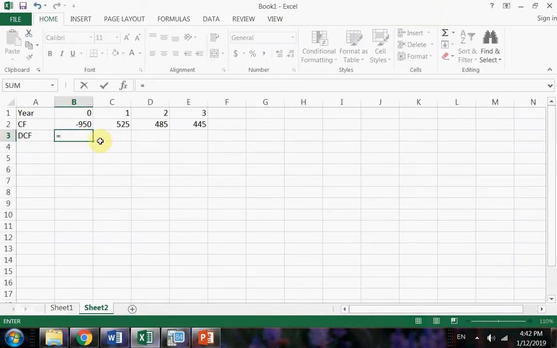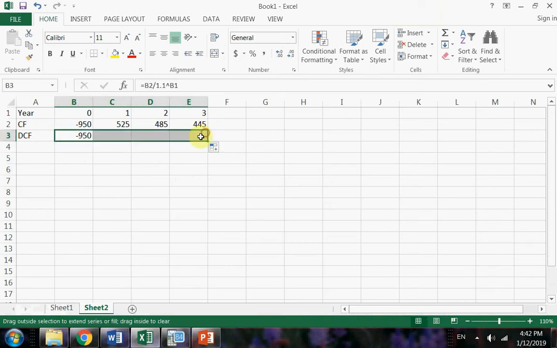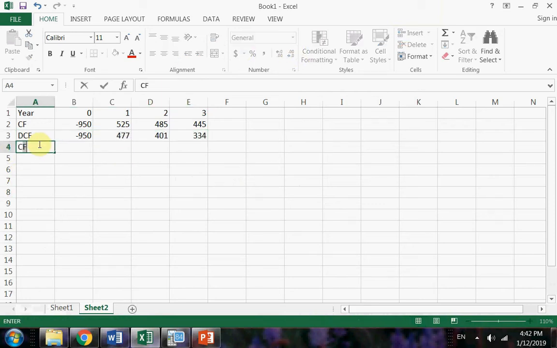So you're going to discount each of the cash flows with 1.1, which is 1 plus 10%, raised to the power of whatever year number. Okay, so 950 would give you 950 because it's happening today, but for the others you have to discount them. And then you try to get the cumulative discounted cash flow.